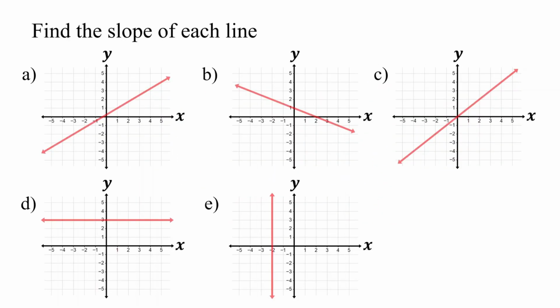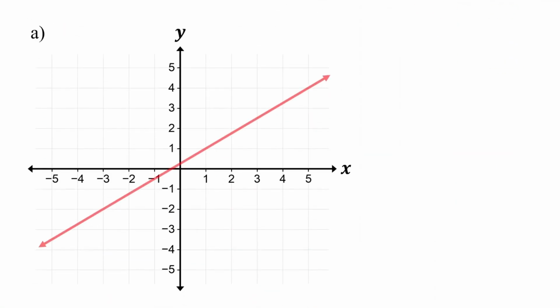In this lesson, you will learn how to find the slope of a line from a graph. We will cover examples with positive, negative, zero, and undefined slopes. The slope of a line is defined as rise over run. Rise is the vertical change between 2 points on a line, and run is the horizontal change. By counting the rise and run between 2 points, we can easily determine the slope of a line.